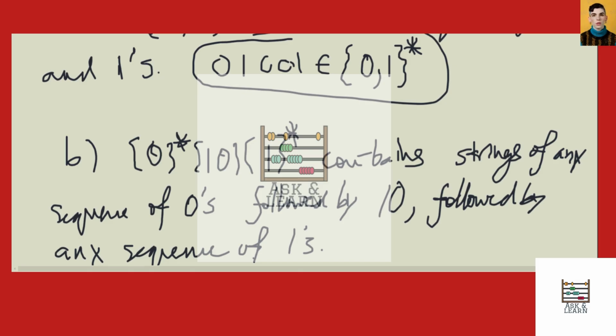However, this implies that 01001 is not contained in this set, because we have a 0 followed by a 10, but then followed by a 01, and 01 does not contain only 1s.